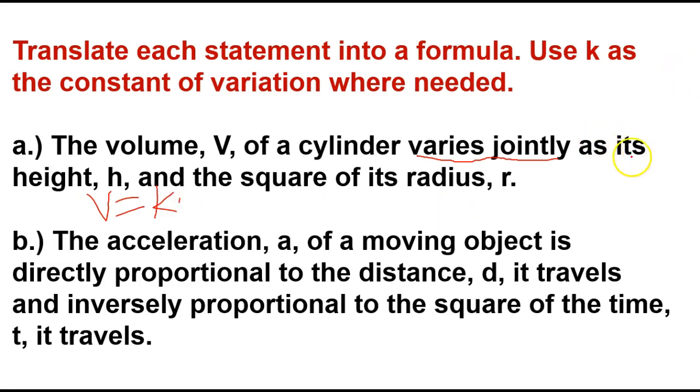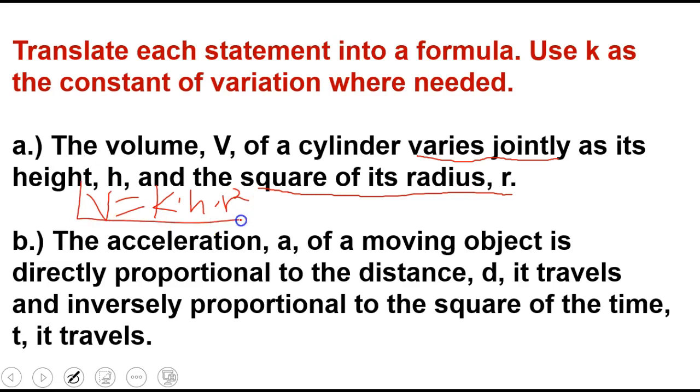What is it that it varies with? Height, which is h, times the square of the radius. So the radius is squared, and that's it. That's the formula. Just write the formula. And if you're looking for k, of course what you need to do is divide both sides by h r squared to get k by itself. So k equals V divided by h r squared.